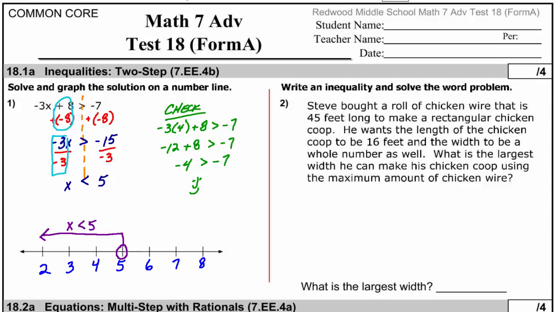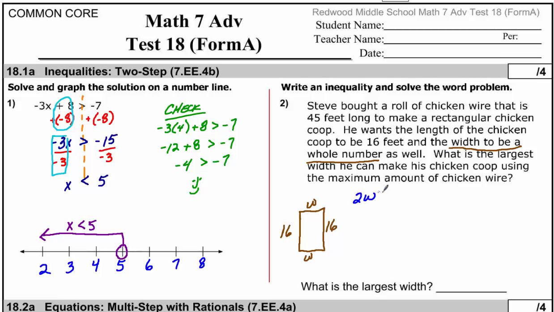All right, let's jump to the word problem. So Steve bought some chicken wire, and he's going to make a rectangular chicken coop. So let's give ourselves a rectangle to call a chicken coop. He wants the length of the chicken coop to be 16 feet. So 16 feet, 16 feet. He wants the width to be a whole number. So we know W is going to have to be a whole number. We're ready to do an inequality.